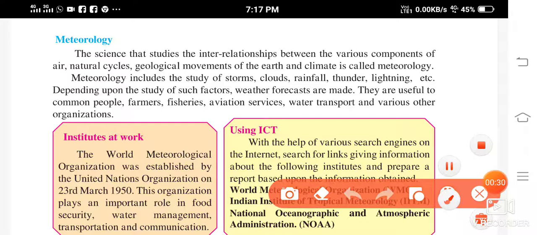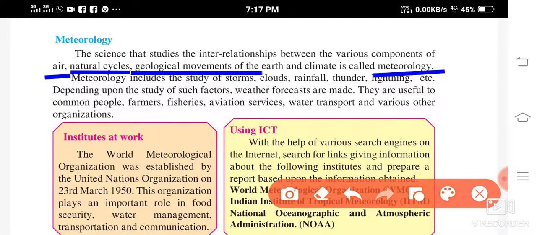So what is this meteorology? The science that is going to study the relationship between air, natural cycles, geological movements of the earth and climate. So this we call meteorology. The science that studies the interrelationship between the various components of air, natural cycles, geological movements of the earth and climate is called meteorology.